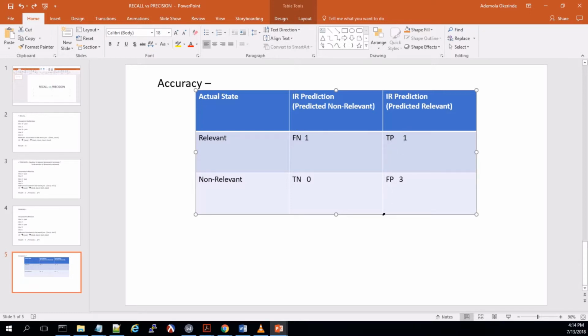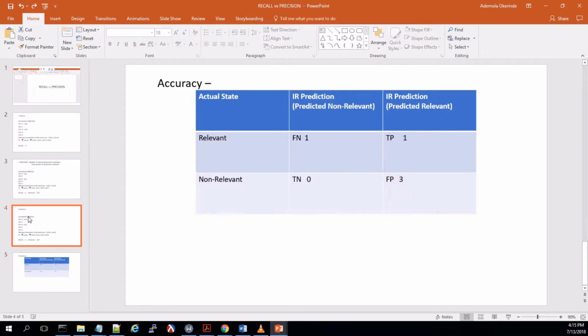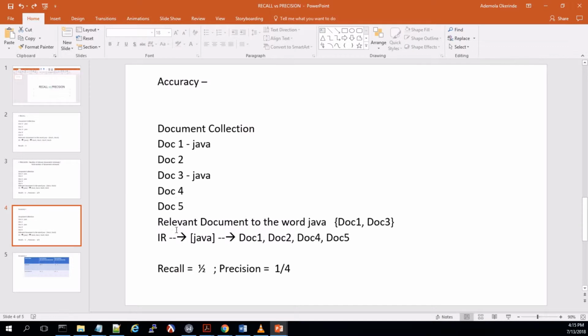Here the IR system is saying it is relevant, but we are saying that it is not relevant. So what the IR system is saying is false, so we say this is false positive. I hope you understand that. So let's now look at how we generate these numbers. So here we look at our system.